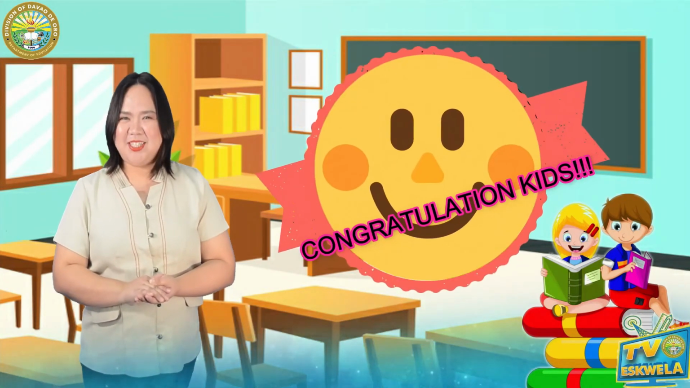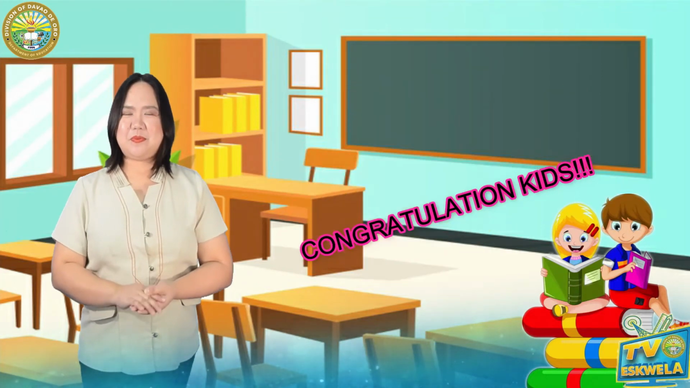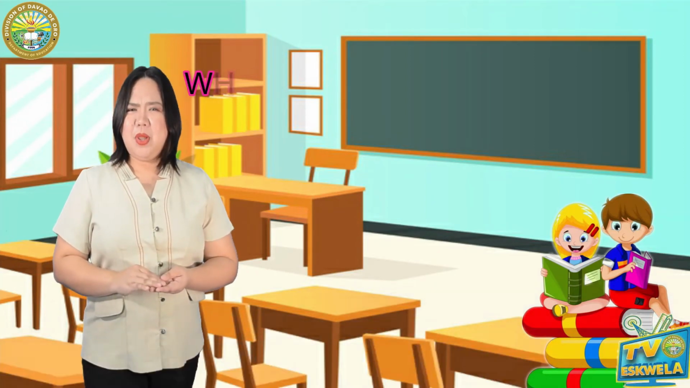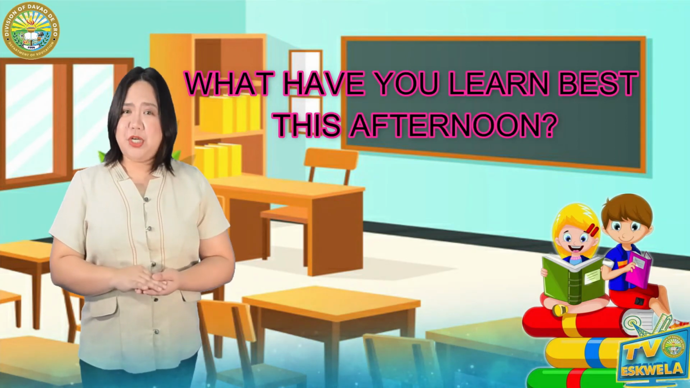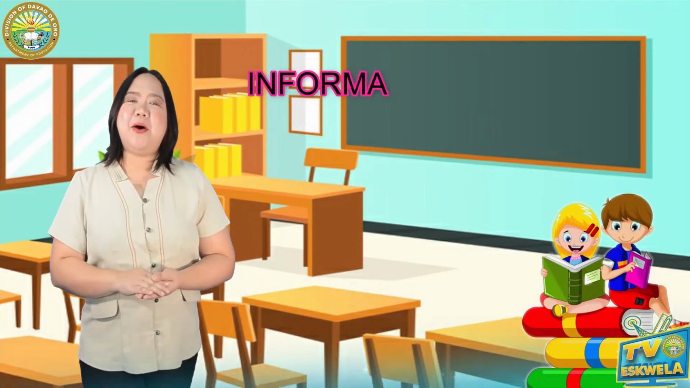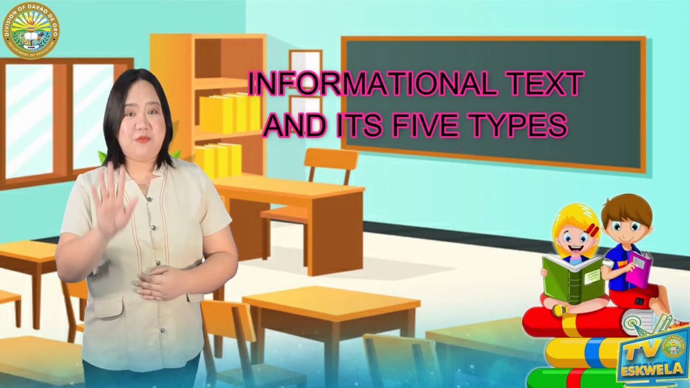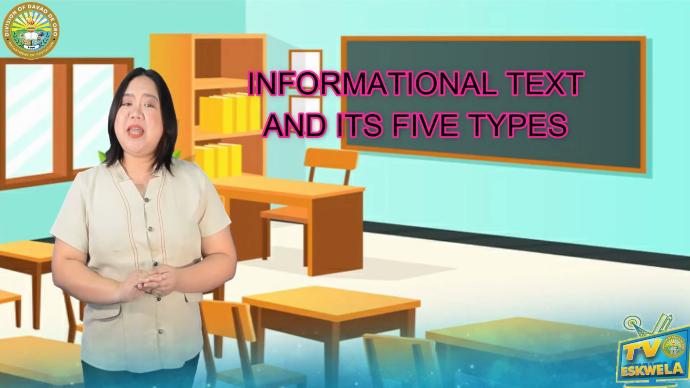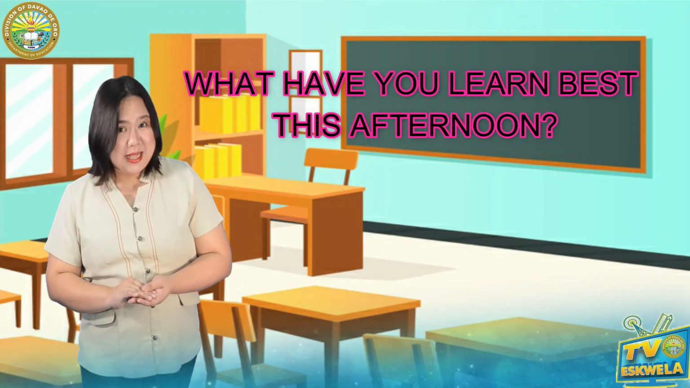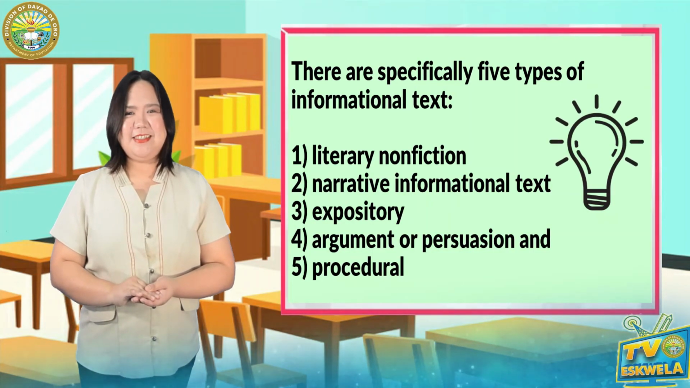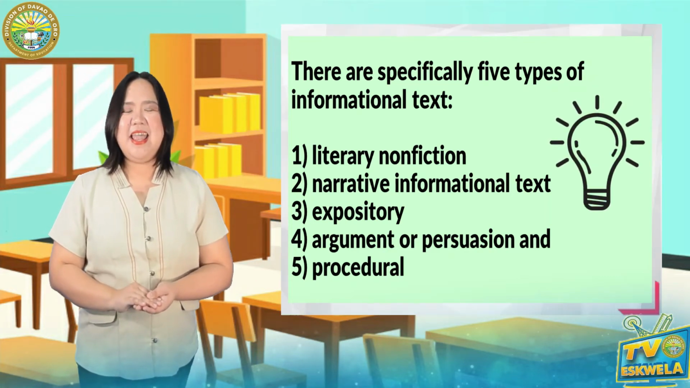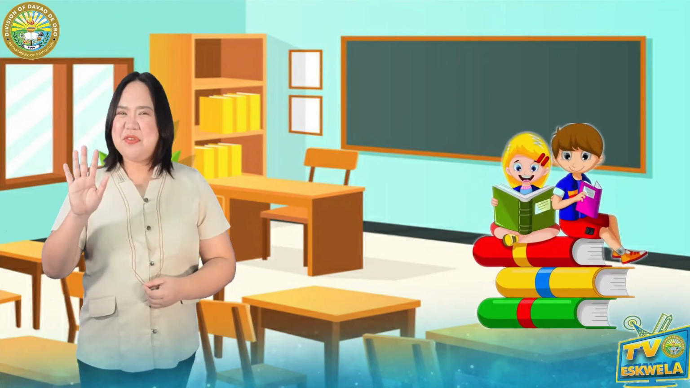Way to go, a big smile badge. Before grabbing your individual badge, let me ask you something, kids. What have you learned best this afternoon? Yes? Excellent! It's all about informational text and its 5 types. Since you can already distinguish all of those, can you enumerate them again to the class? Sounds great! High five, everyone!